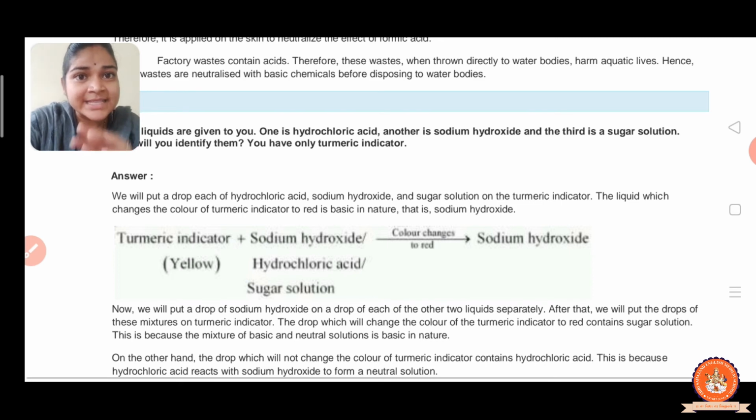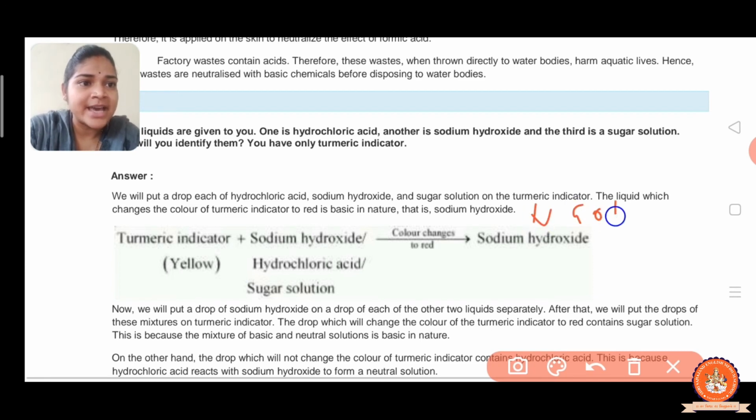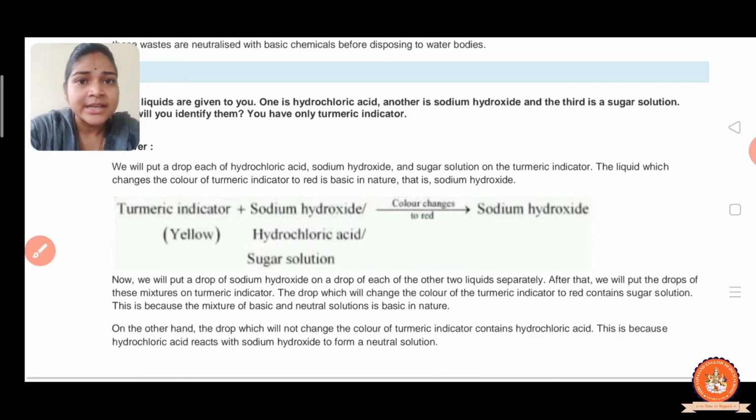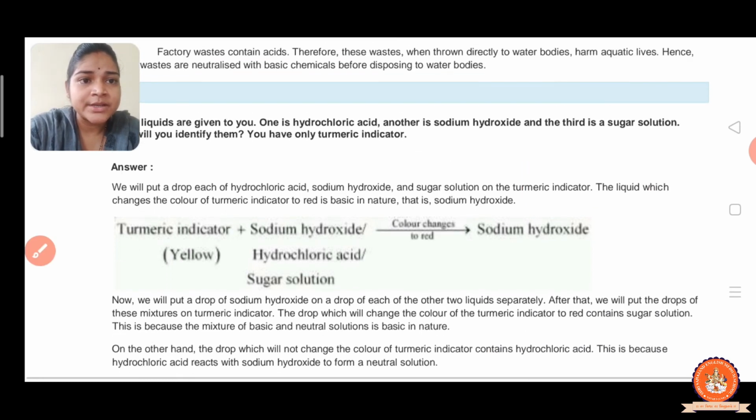But when they test all three solutions, only the sodium hydroxide changes its color. It turns red, so we decide that the sodium hydroxide is basic in nature. Now the remaining two solutions are there. Let us see which one is the hydrochloric acid and which one is the sugar solution.